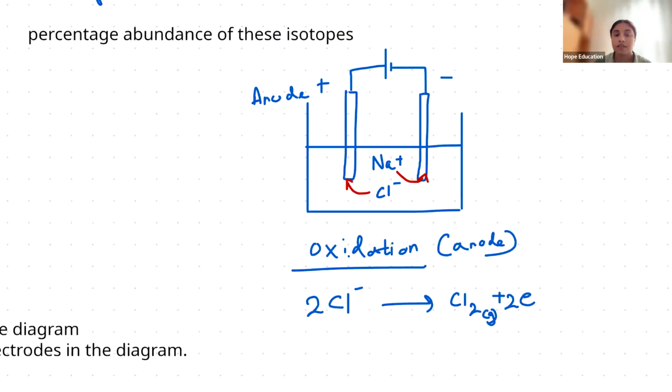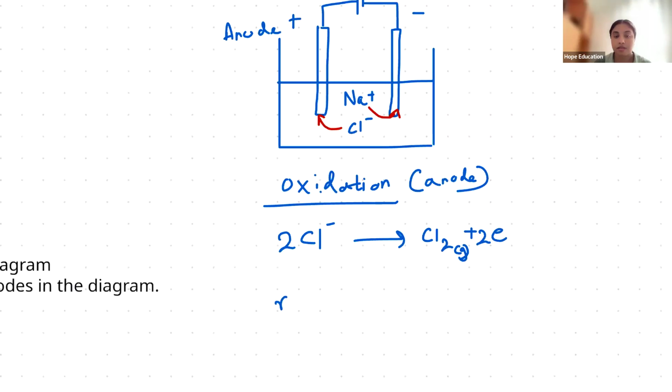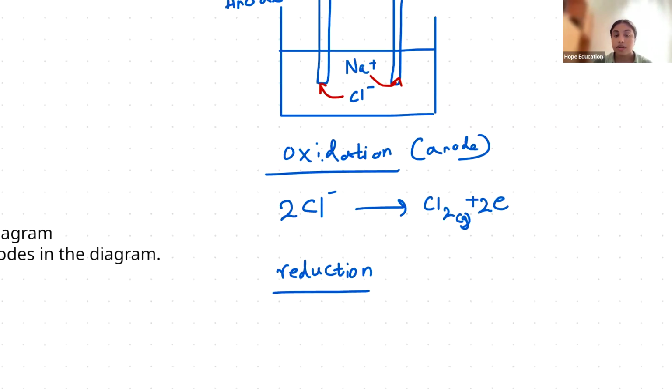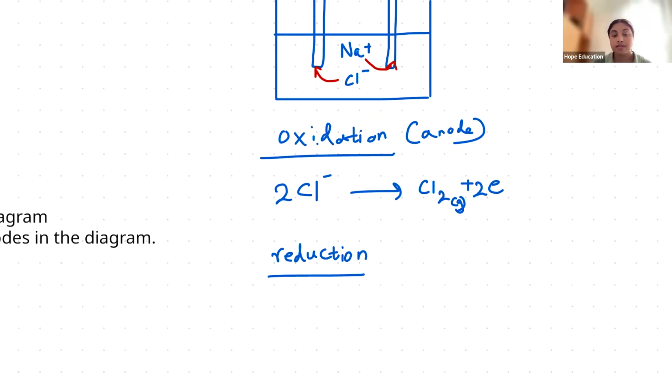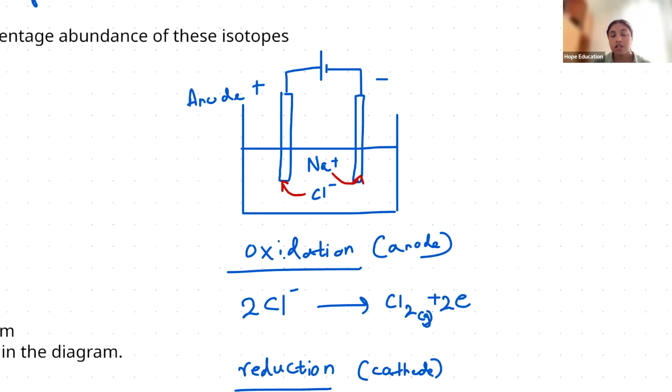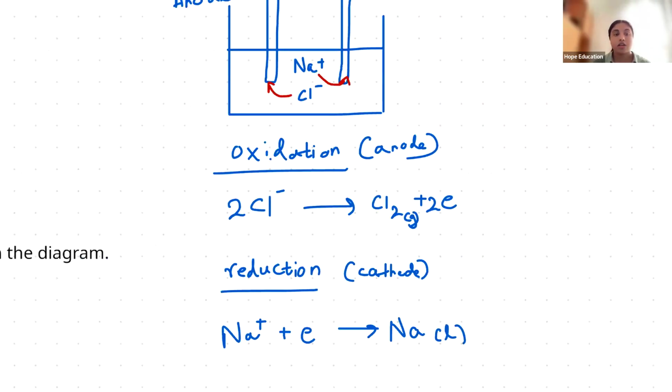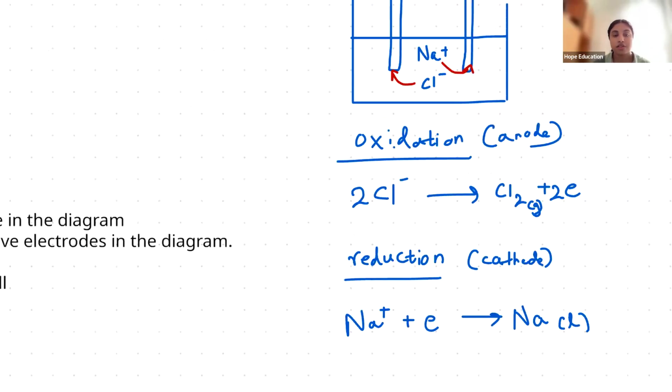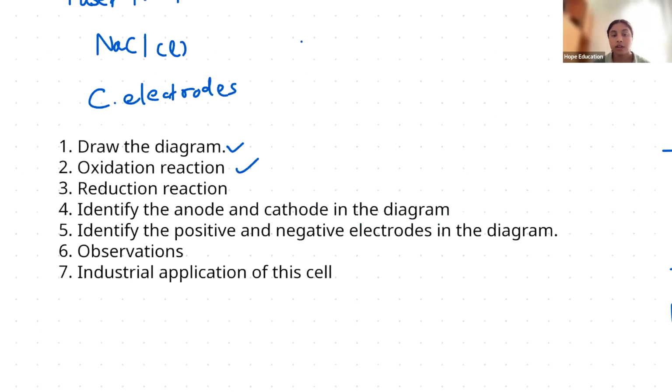Na plus go towards the negative electrode where reduction happens. So reduction means gaining electrons. So Na plus will gain 1 electron and become Na. Okay. And that happens at the cathode. Therefore, this is the cathode. So pure sodium is produced as a liquid. All right. So let's look at the question. We drew the diagram, wrote the oxidation reaction and reduction, identified the anode and cathode, and identified positive and negative.